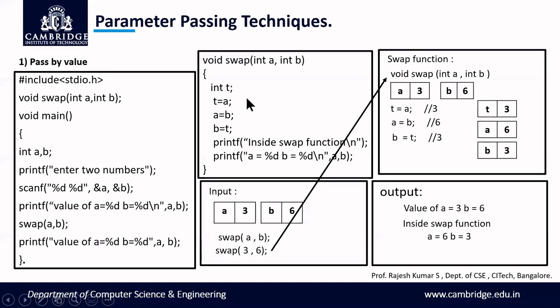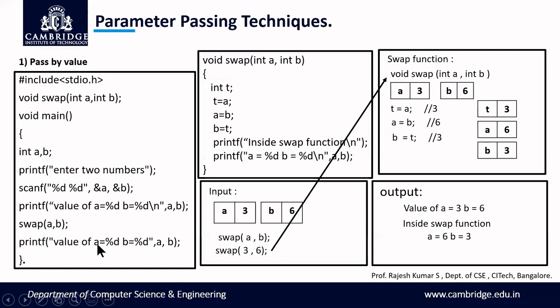I'm not returning anything to the main function. Once I've come to the end of the function, what happens? I will come back to the calling function. When I come back, I will check whether there is any other statement present below the calling function. Yes, we have a statement present below the calling function.